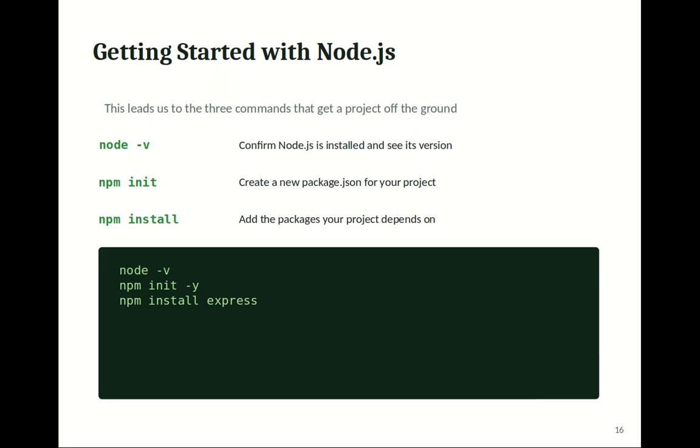Getting started with Node.js. This leads us to the three commands that get a project off the ground. node -v confirms Node.js is installed and shows its version. npm init creates a new package.json for your project. npm install adds the packages your project depends on.